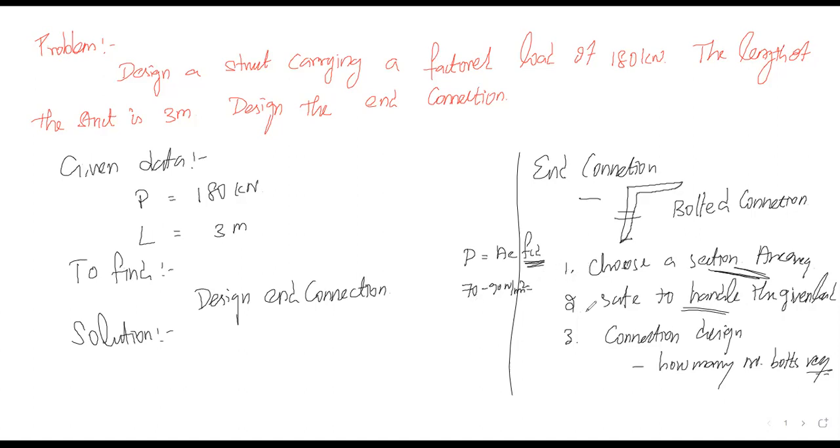Then we have to choose a section, either angle section or channel section or I section, based on our wish, from the steel handbook. After that, whether the selected section is safe to carry the given load or not, that we have to check. For that, P should be less than PD. PD is nothing but AE into FCD. So FCD we have to calculate. For that we need KL by R minimum value. Based on the buckling class, we can calculate the KL by R minimum value.